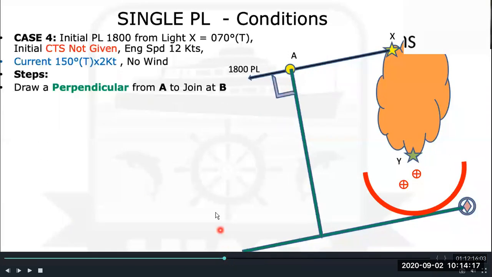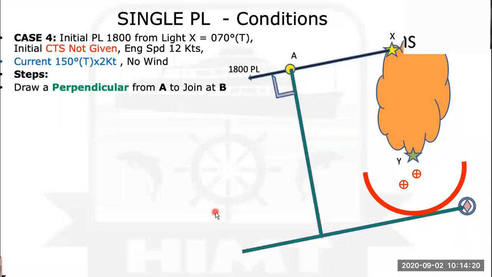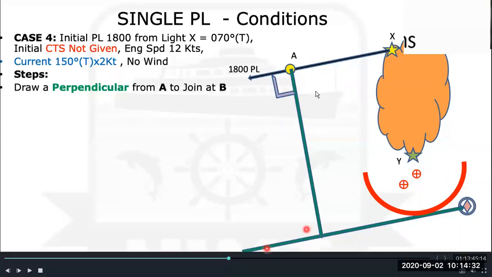Now case 4, again CTS is not given like case 2. So if CTS is not given, what will we do? Initial PL and 3 miles off the pilot is there. We'll draw an arc parallel to this 180 PL, and then we will put a perpendicular line, assume point A, and perpendicular to PL we draw one line. Again remember, both of these are course made good lines. The green line here is the course made good line.